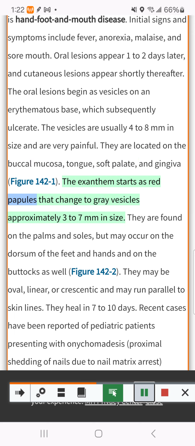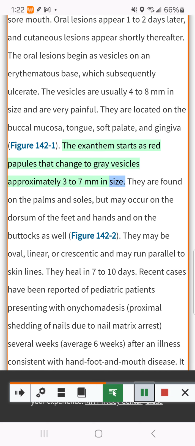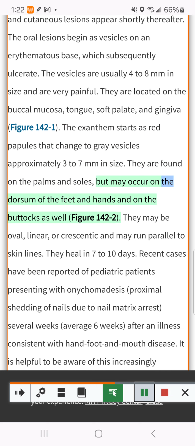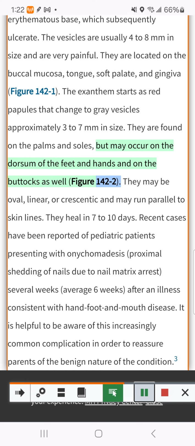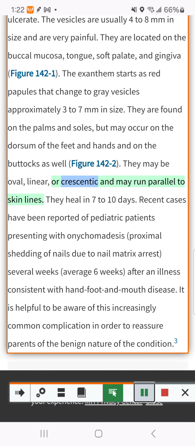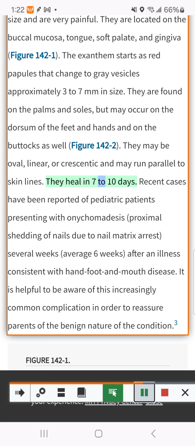The exanthem starts as red papules that change to gray vesicles approximately 3 to 7 mm in size. They are found on the palms and soles, but may occur on the dorsum of the feet and hands and on the buttocks as well, figure 142-2. They may be oval, linear, or crescentic and may run parallel to skin lines. They heal in 7 to 10 days.